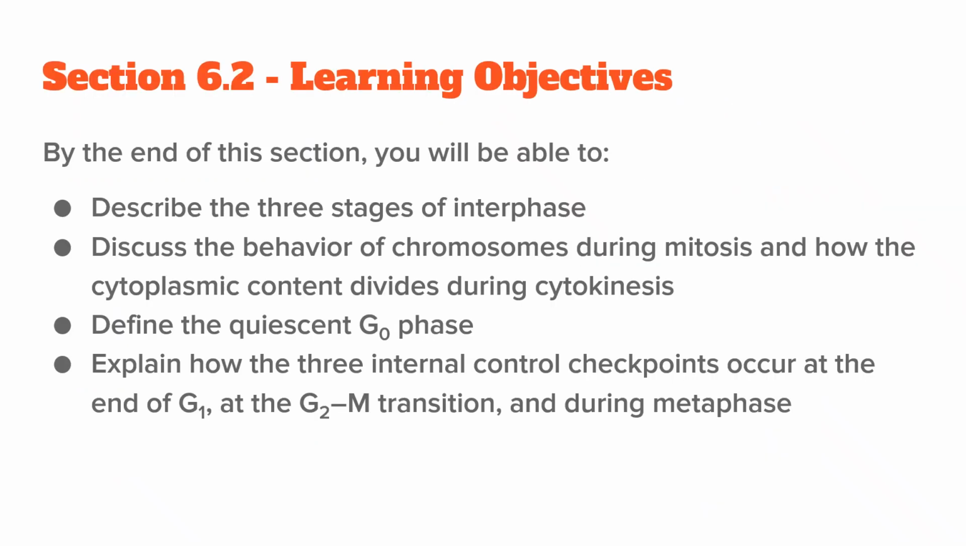By the end of this section, you should be able to describe the three stages of interphase, G1, S, and G2, discuss how chromosomes behave during mitosis and how the cytoplasm divides during cytokinesis, define the quiescent G0 phase, and explain the three internal control checkpoints at the end of G1, at the G2 to M transition, and during metaphase.